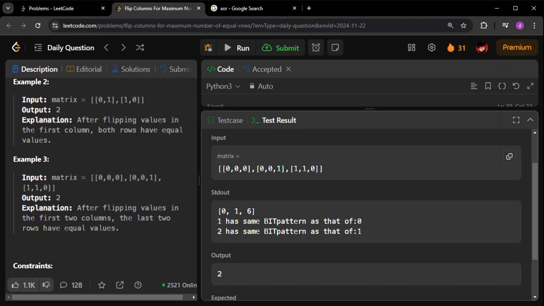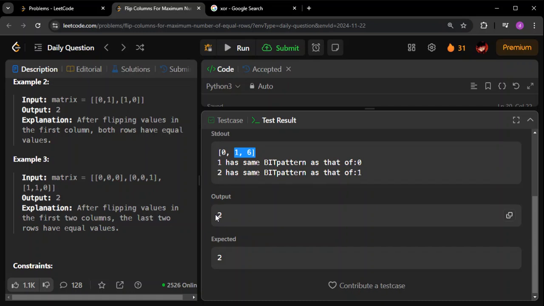Now let us start with the number 0. Basically, 0 has the same bit pattern as that of 0, that is, the number 0 itself has the number equal to it. So basically the number 0 has no other element which has the same pattern. That is what it's trying to convey. Next is 1. 1 and 6 basically have the same pattern. That's what they're trying to convey. Two numbers have the same bit pattern as that of 1. What are those numbers? 1 and 6. So in this case the answer is going to be 2, as simple as that.